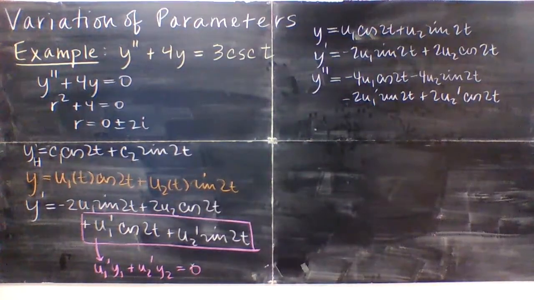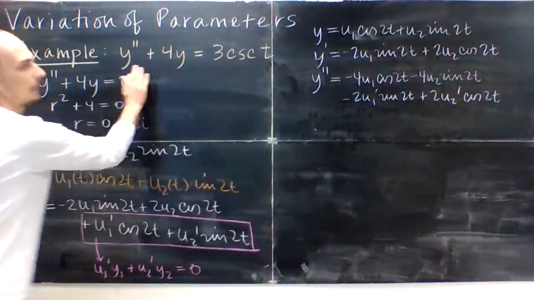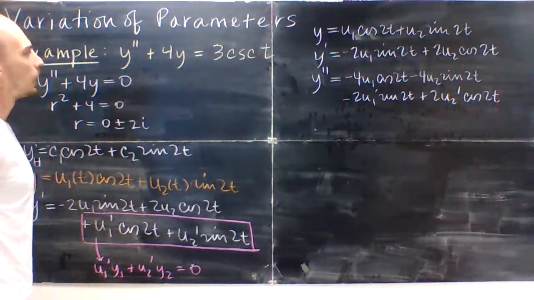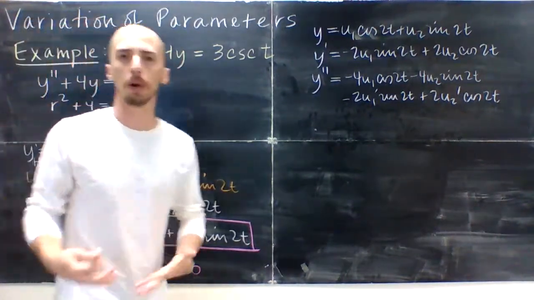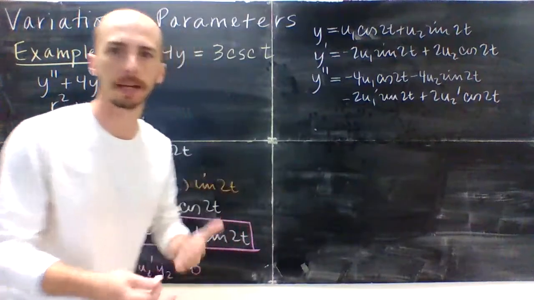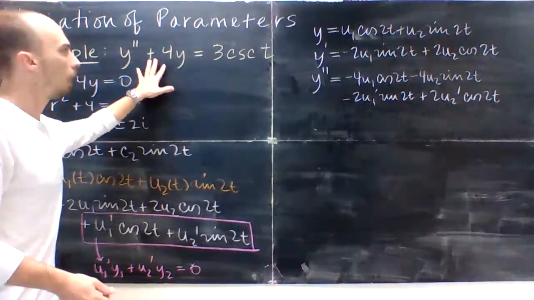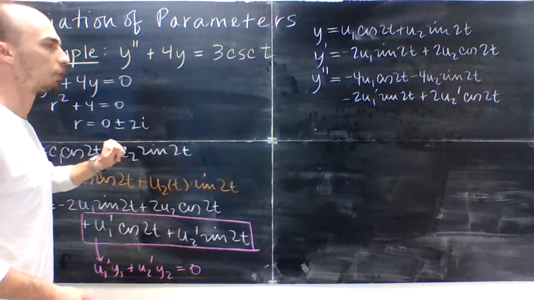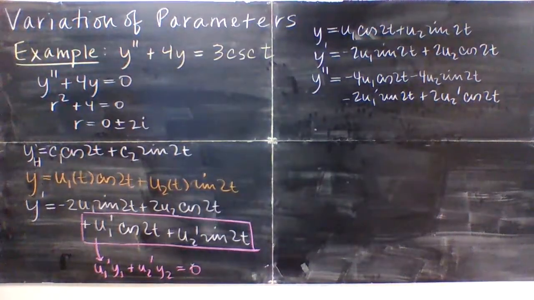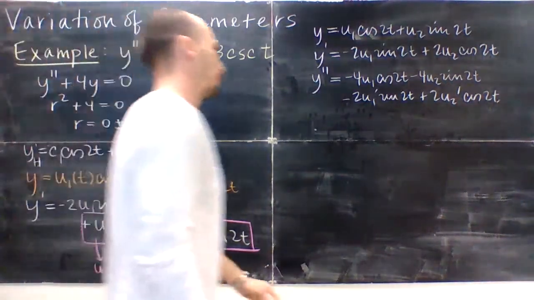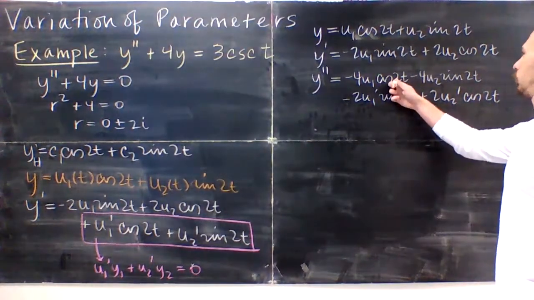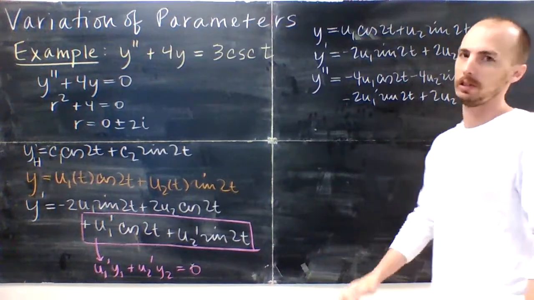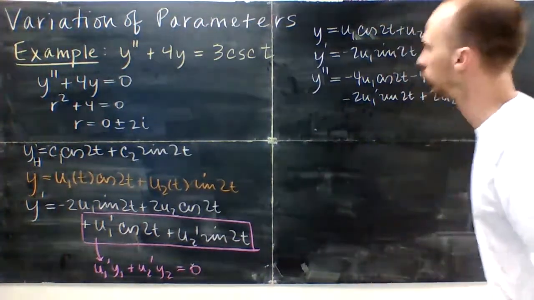And now I'm going to plug these three things back into this equation. I'm really fortunate right now because I only have a y double prime and a y, but there could be problems where we would need all three of these to plug back into the original non-homogeneous differential equation. I'm going to have to start abbreviating cosine of 2t and sine of 2t with a capital C and capital S, because otherwise I'm just not going to have enough room here to show you.